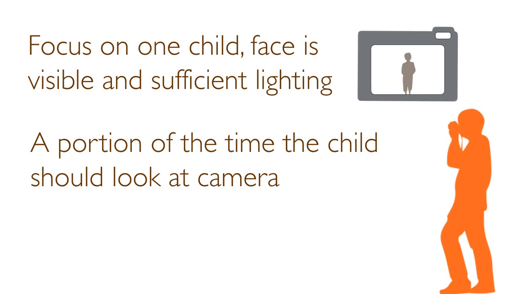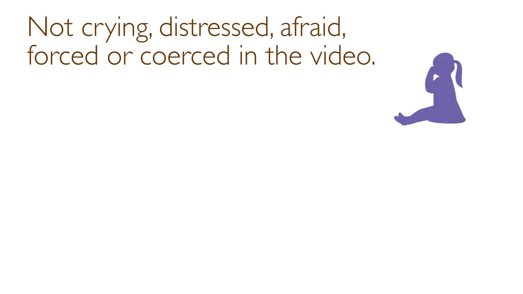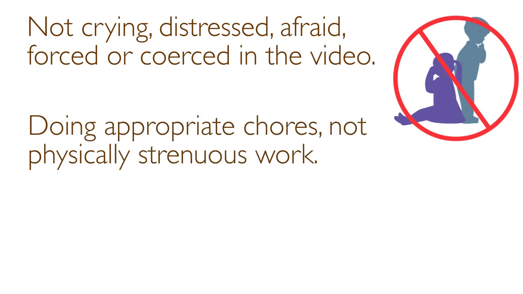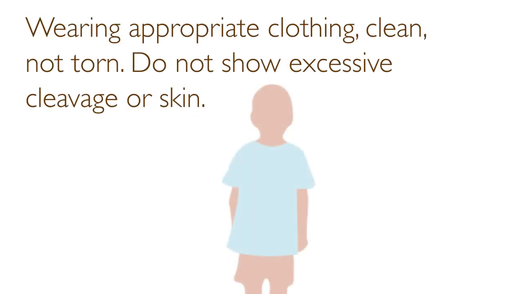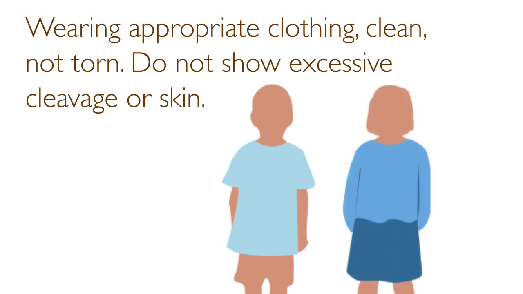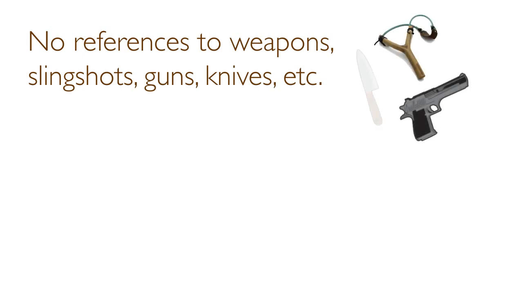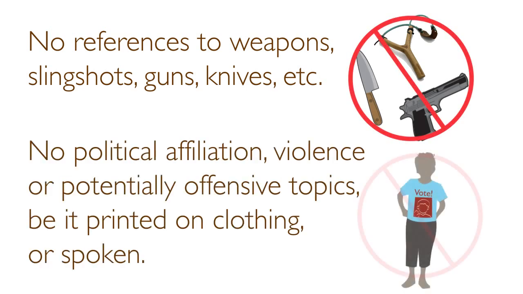For a portion of the time the child should look straight into the camera. Child should not be crying, appear distressed, afraid, forced or coerced to participate in the video. Child may be shown doing age-appropriate chores, however it should not be physically strenuous work. Ensure that the child is wearing appropriate clothing, clean, not torn. Do not show excessive cleavage or skin. No references to weapons, slingshots, guns, knives, etc. shall be present. No references to political affiliation, violence or other potentially offensive topics, be it printed on clothing, or spoken.